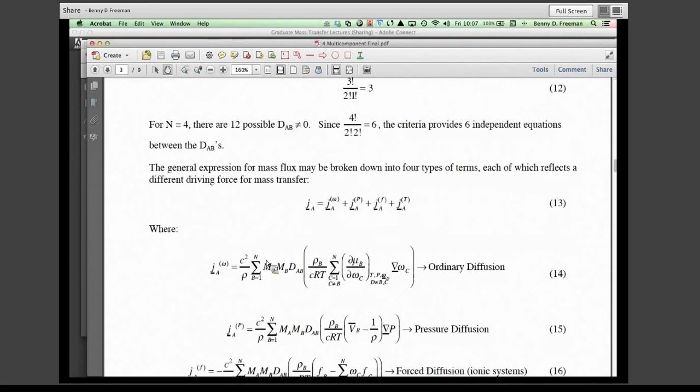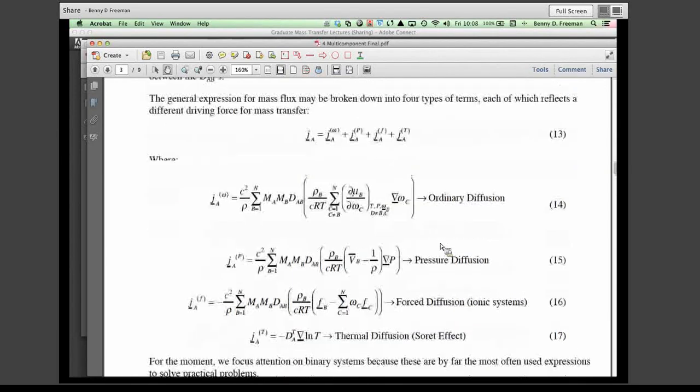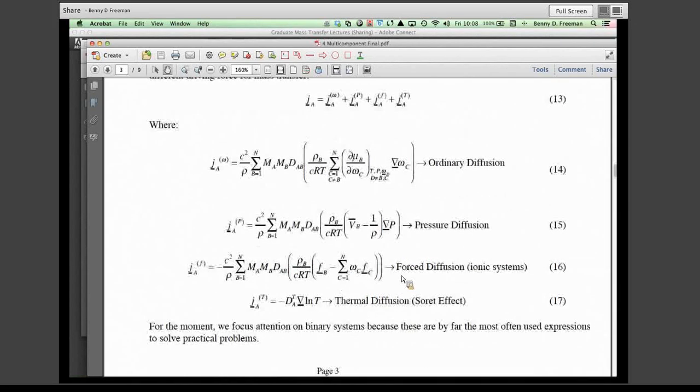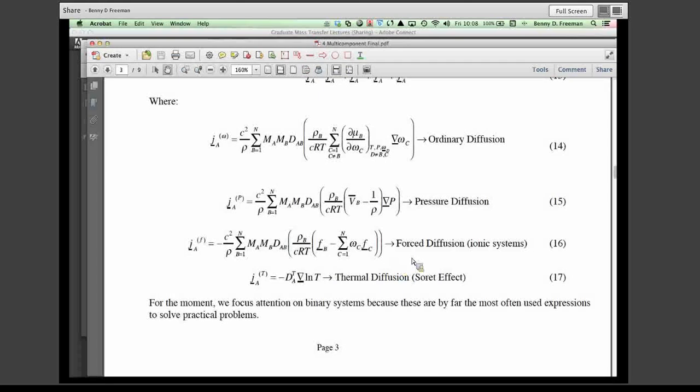And so the first one describes what I would call ordinary diffusion, or if you will, concentration gradient driven diffusion. You can see here that gradient is essentially given in terms of the gradient in chemical potential, but now expressed in terms of concentration gradients. The pressure diffusion term has the pressure term in it. The species-specific body force, often called force diffusion, which is often important in ionic systems, that term looks like this.